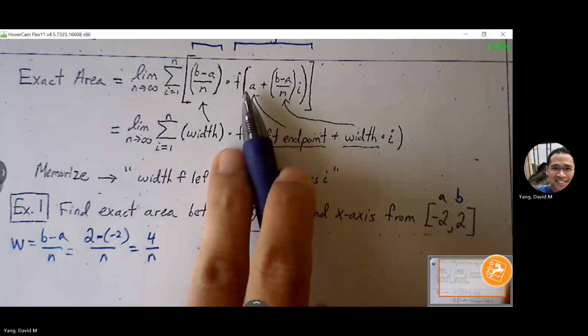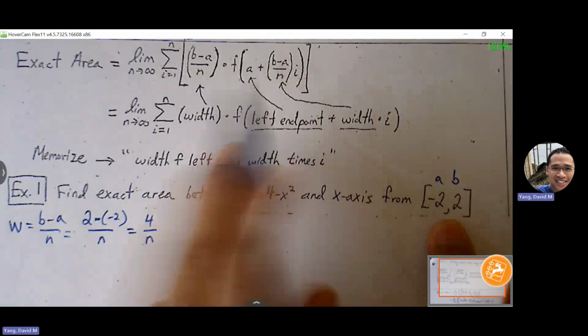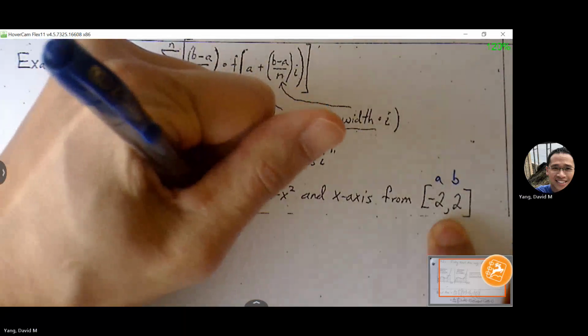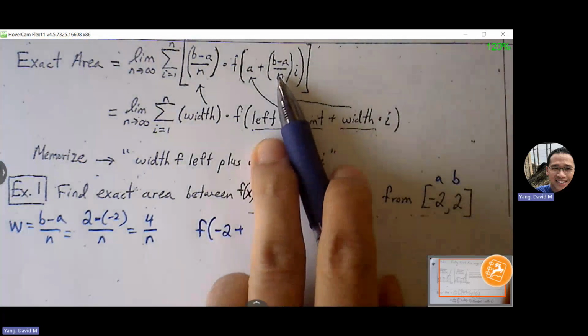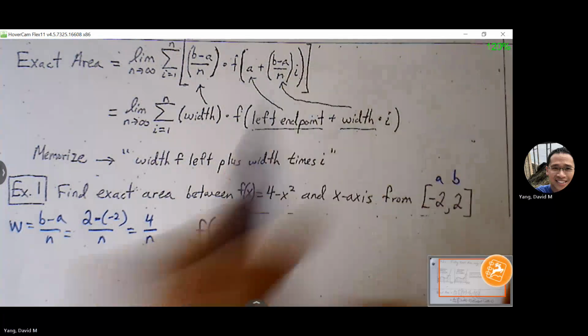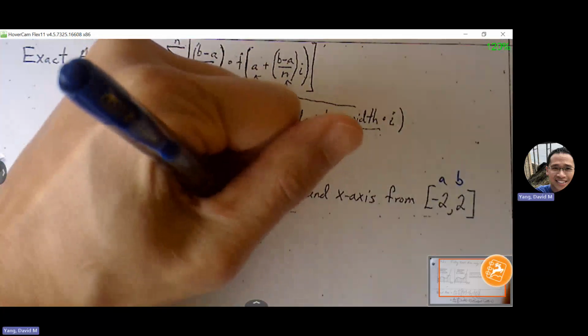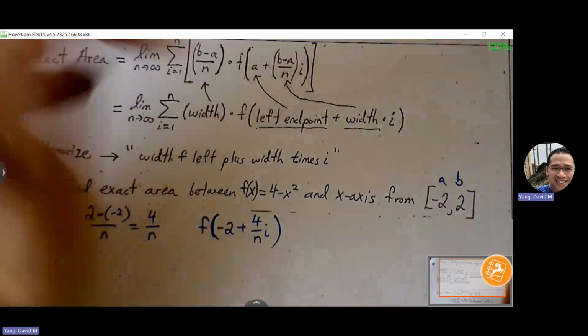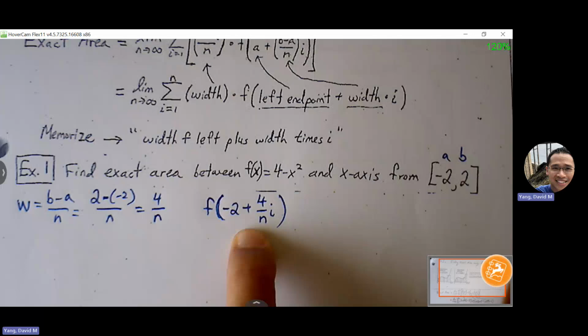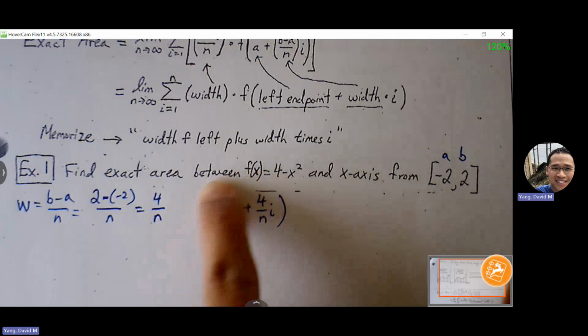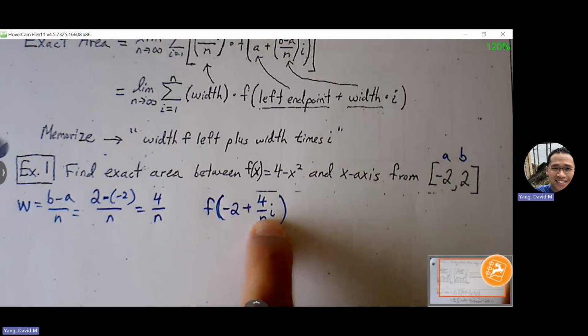What's my a value? -2. Okay, f of -2 plus b minus a over n. That's my width. What's my width now? 4 over n times i. Okay, so this is the formula that will get me to each of the heights in function notation. Before it was like f of 2, f of 3, f of 4. Now it's all held within this f of -2 plus 4 over n i. This i will increment to the next value over rather than us doing it by hand. Right.